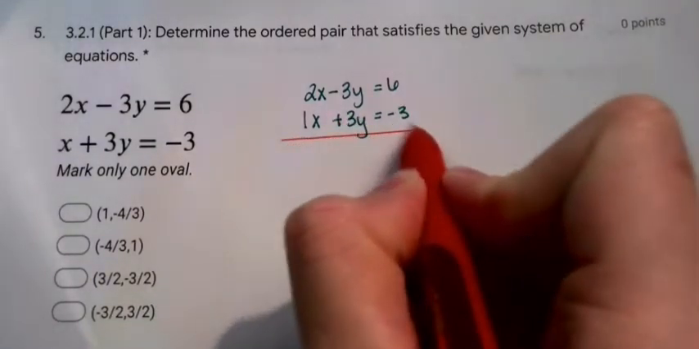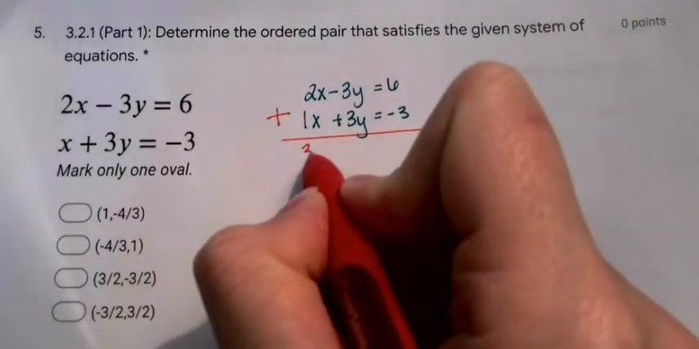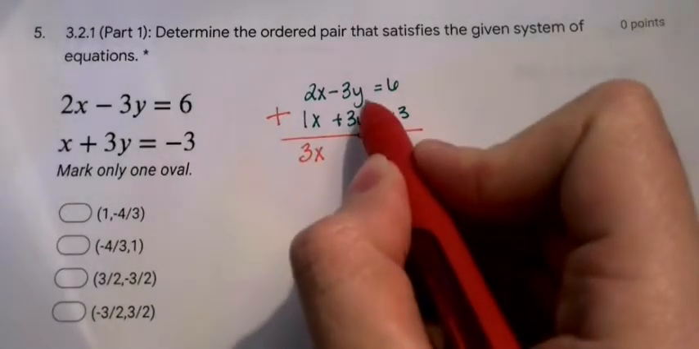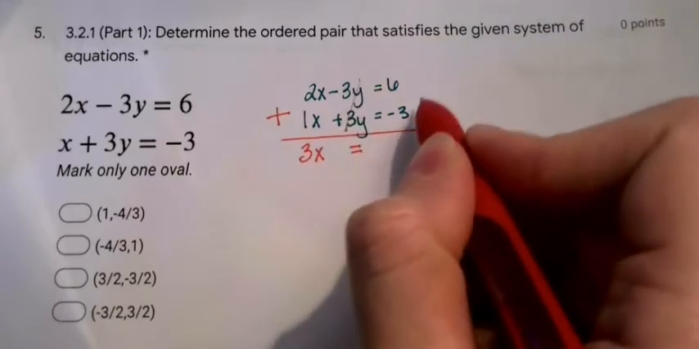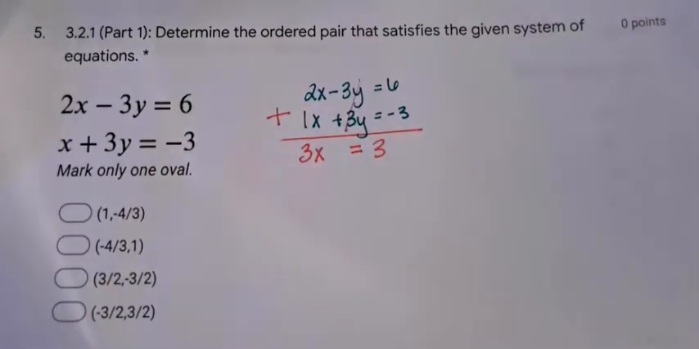So for elimination, I'm going to add them together. So each column, 2x plus 1x is 3x. Negative 3y plus 3y, those cancel out. We can bring down our equal sign. 6 plus a negative 3 is a positive 3.